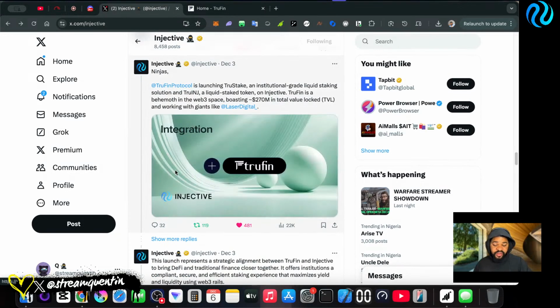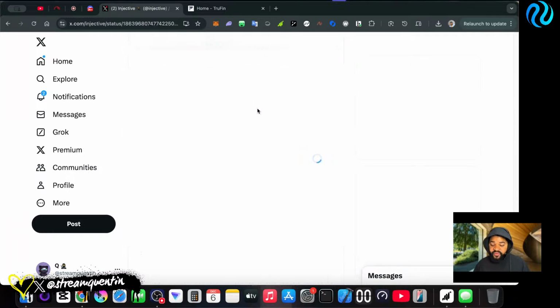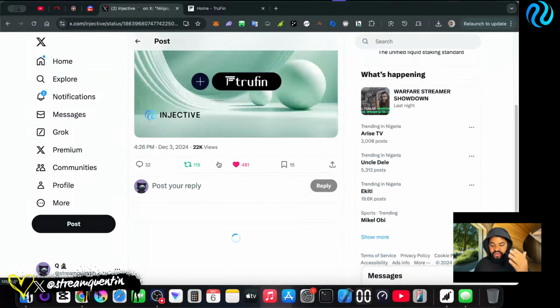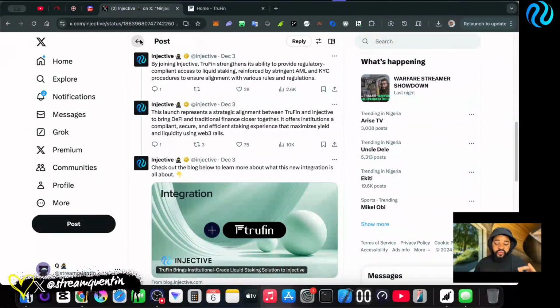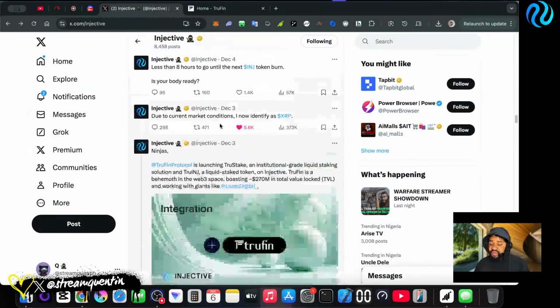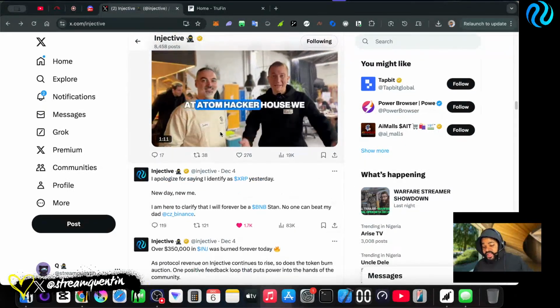Moving on to other things, you could also do your research. There's a whole thread about it. You could get more information if you just want to check it out here. It's literally right here. Everything that you need to know about TrueFin is right here, and I'm just bringing to your notice what you may have missed, alongside so many other things.